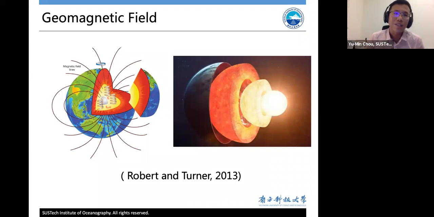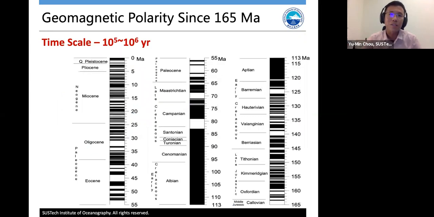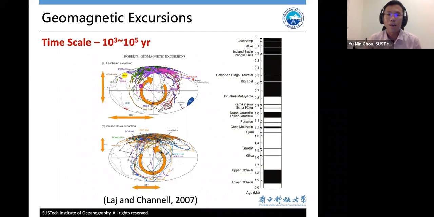As we know, the geomagnetic field is generated by the convection of the Earth's liquid outer core, and it is not stable. We have behaviors such as polarity reversal, with a time scale of about 100,000 to a million years. We also have geomagnetic excursions, with a time scale of around 1,000 to 100,000 years. So this scale is quite big. Geomagnetic excursion is a very interesting issue for our study.